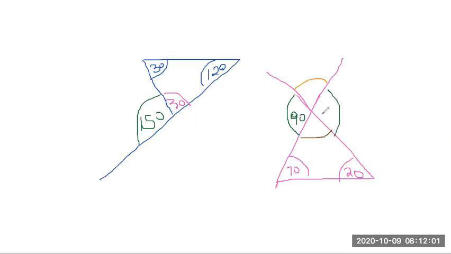I'm interested to know. So this one would be what? 90 because of what? Vertical angles, that's right. So since this is 90 and this entire line right here should be 180 because it's on a line, what would this value be right here? 90 as well. And then what is the orange? 90 because of vertical angles.